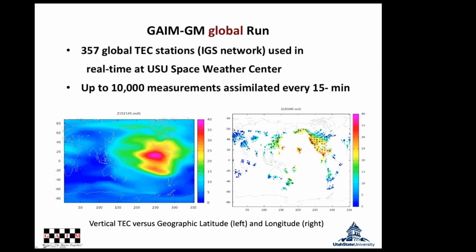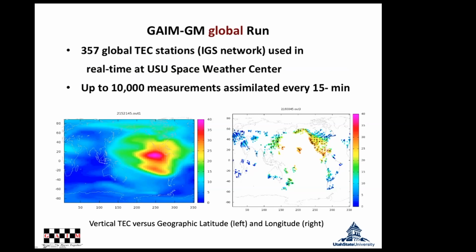In 2009, we created the USU Space Weather Center, and we started to run the GAME-GM model 24 hours a day, 7 days a week to provide continuous specifications of the ionosphere. This figure is a snapshot of a global run.